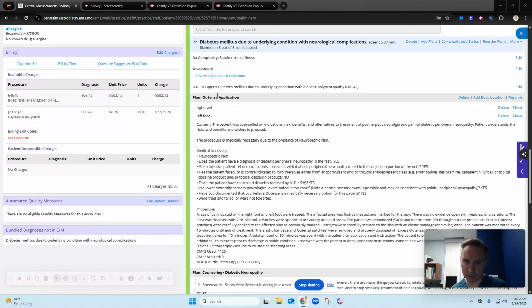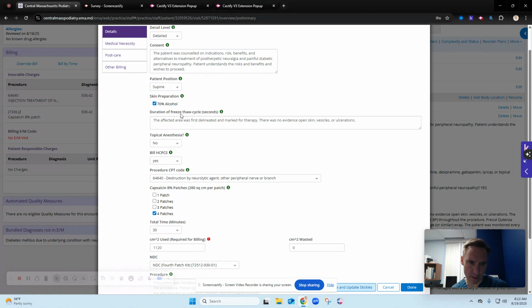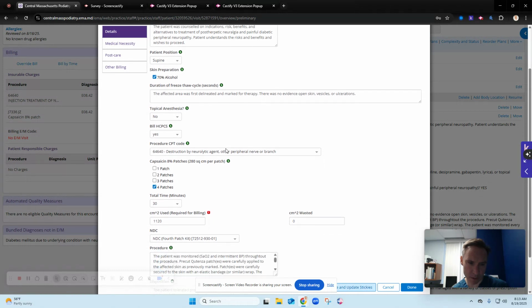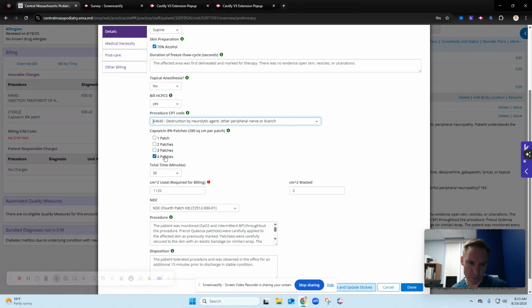The plan is called Plan Qutenza Application. So I'm going to go through this. You pick right and left as the side. Neuropathy, you pick in, do a skin prep. We don't use any topical anesthesia. We bill the HCPCS codes. And the procedure is the 64640. And then we use 4 patches.